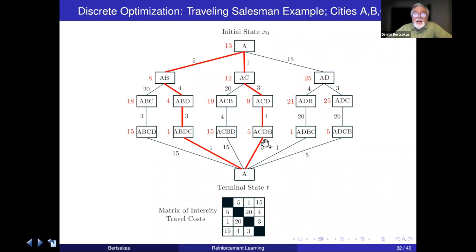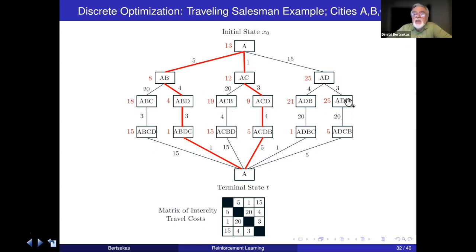Now, actually the tail subproblems of length two are also trivial. There's only one choice to be made because once you have three cities, the fourth one is automatically determined. So adding 15 and three gives you 18, adding one to three gives you a four, and so on.